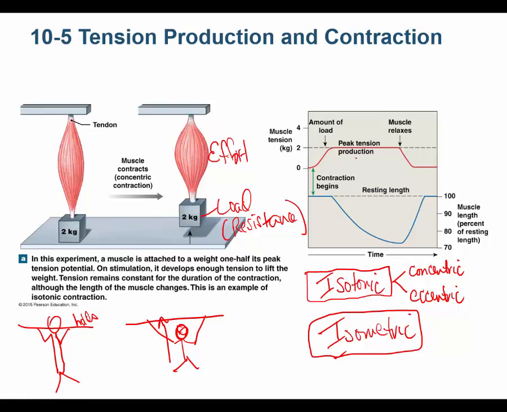You can see that I produce a tension. I went from muscle tension from 0 to 2 kilograms. That's my muscle tension, all right? And then look at the length of my muscle. It went from 100 percent length. It's in percentage, not in millimeters or centimeters or anything. To 70% length. So my muscle got shorter. So this is definitely concentric. If my muscle got shorter, then it's a concentric contraction. I produced tension and my muscle got shorter.